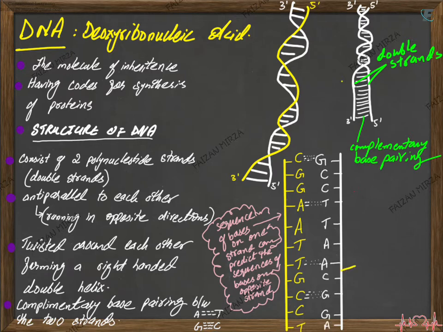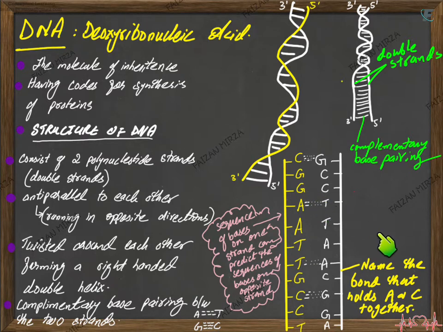These are the hydrogen bonds which hold them together. The total number of hydrogen bonds between guanine and cytosine is always 3. The hydrogen bonds holding adenine and thymine together are always 2. This is the bond that holds the polynucleotide strand together. This is the phosphodiester bond, as I've already discussed.